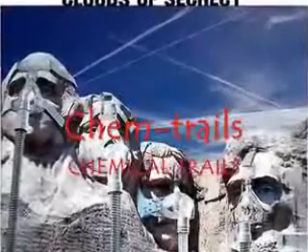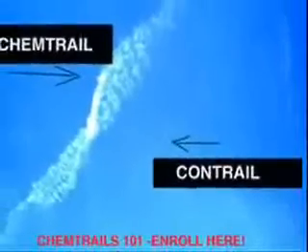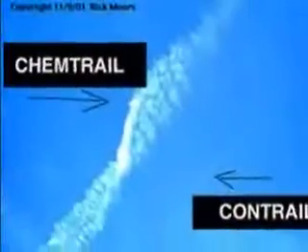Chemical trails, also known as chemtrails, is completely disturbing and pure evil. There are two types of trails that are left by airplanes in the sky. One, contrails or condensation trails, and two, chemtrails. Let's talk about what contrails are.